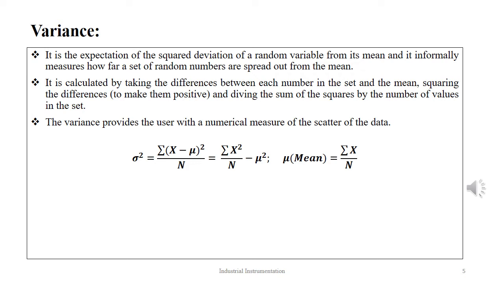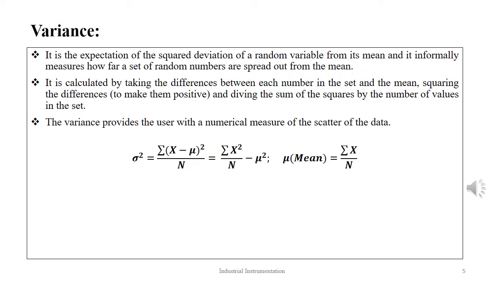Variance is the expectation of the squared deviation of a random variable from its mean, and it informally measures how far a set of random numbers are spread out from the mean. It is calculated by taking the differences between each number in the set and the mean, squaring the differences to make them positive, and then dividing the sum of the squares by the number of values in the set. The variance provides the user with a numerical measure of the scatter of the data.